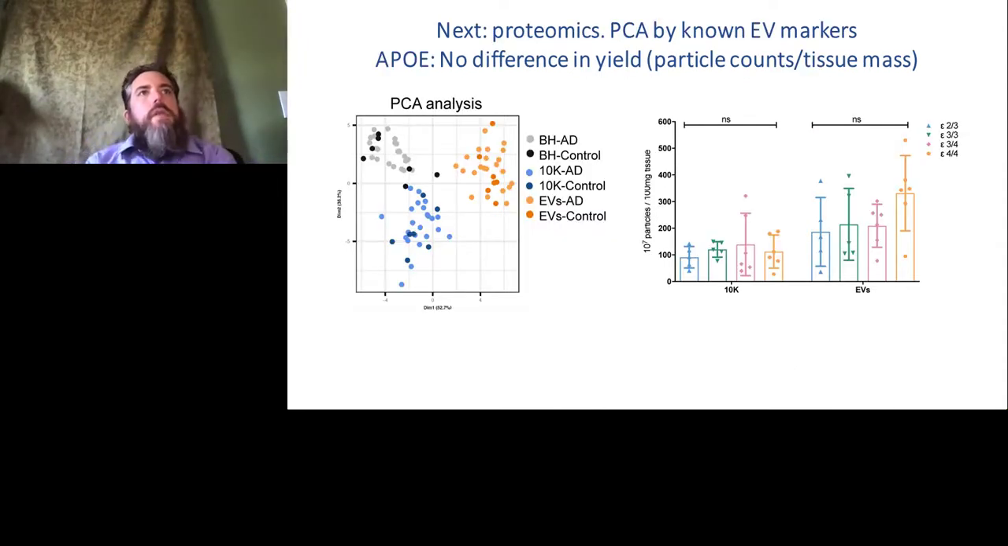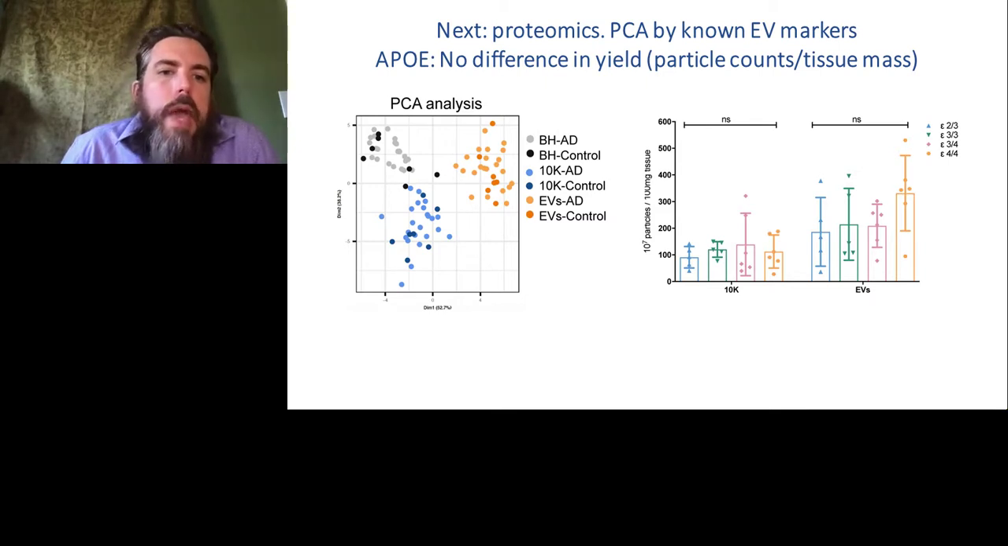But interestingly, we did not see a big difference, drawing your attention to the graph on the right, in the different genotypes. In fact, if anything, although it was non-significant, there were more EVs that were harvested from the ApoE44 genotype than the others. Although, as I say, that was not significant.